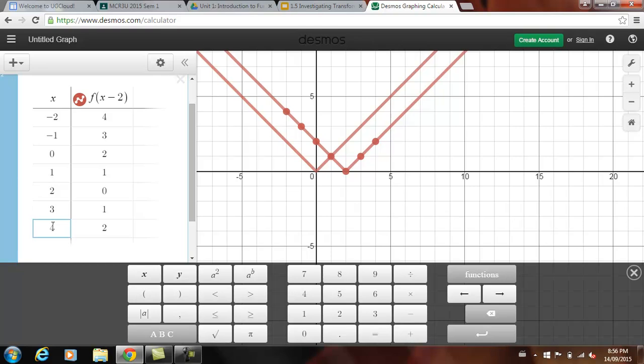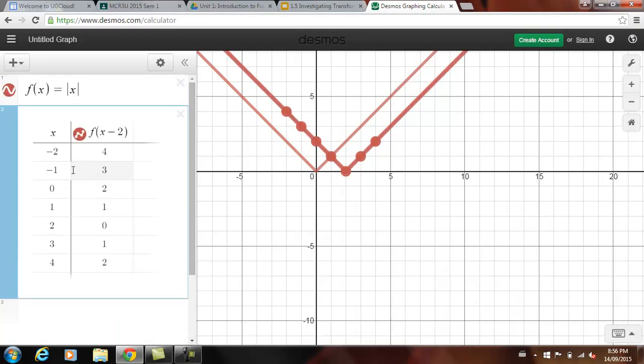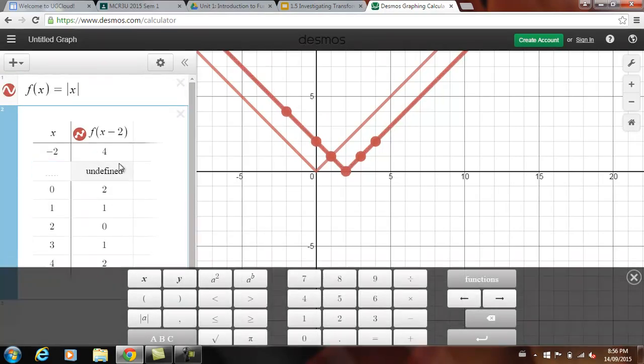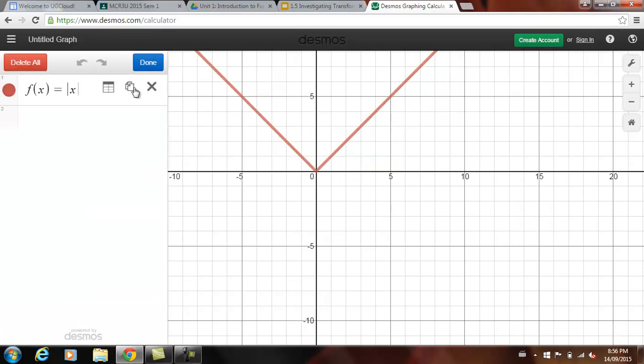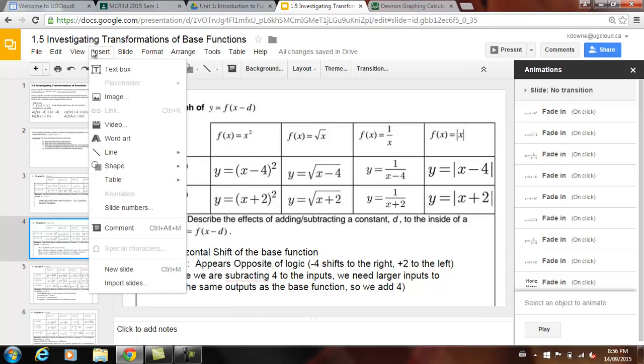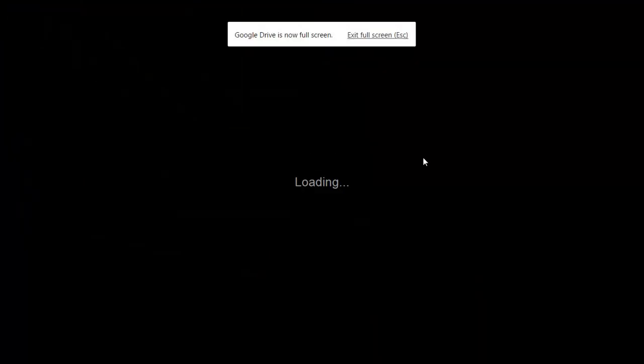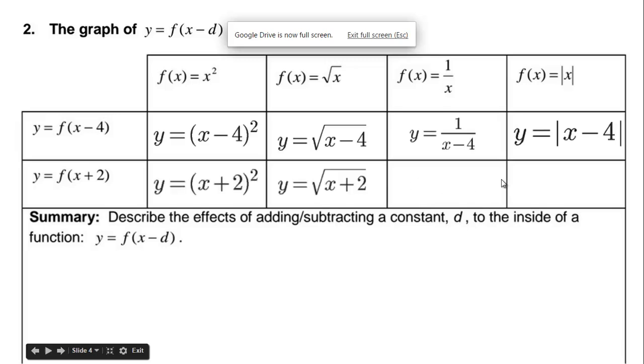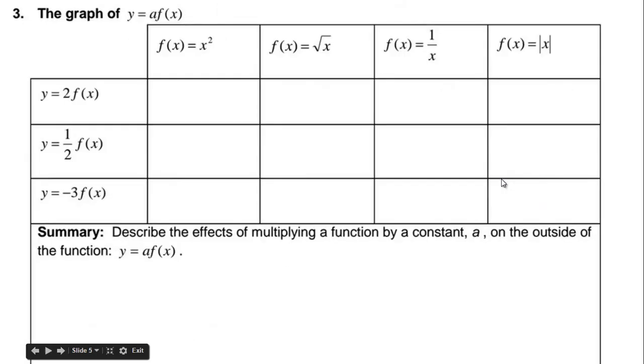Because all of these x values, we're taking away 2 from them, and so we actually need to start off with bigger numbers like 0, 1, 2, 3, 4 to get to the same values. These y values weren't actually in the original, so we can delete them out. But we actually need bigger values for x because we're subtracting 4 from them to get to the same value for y, and so we need to add 4 to them. Okay.